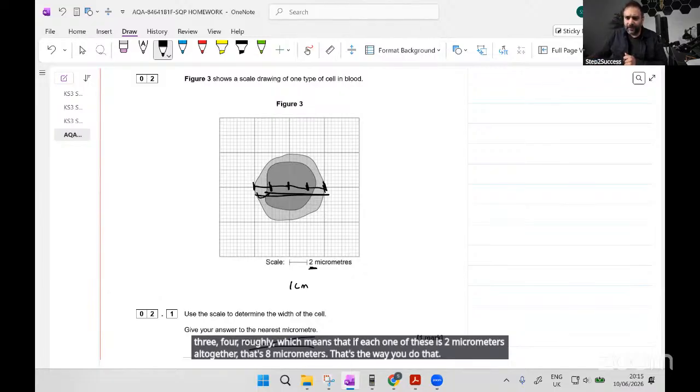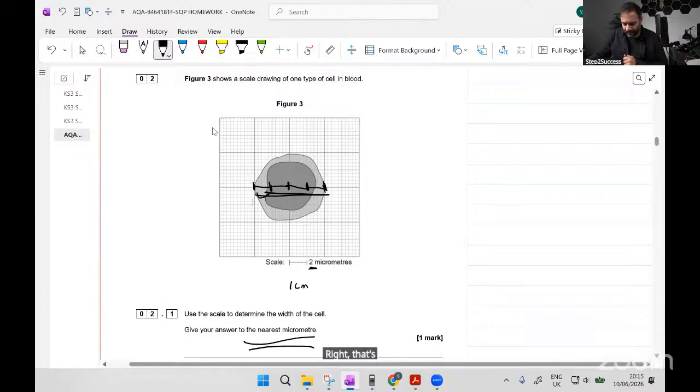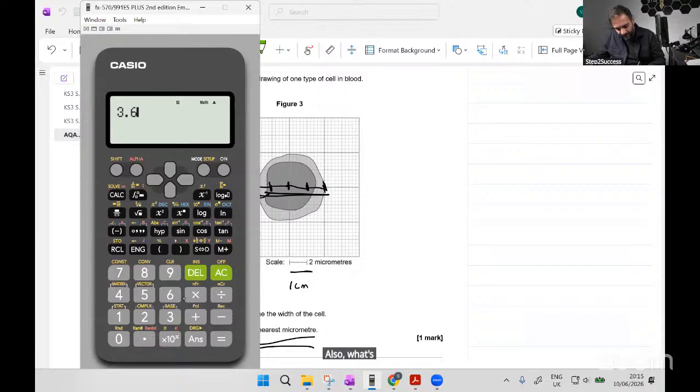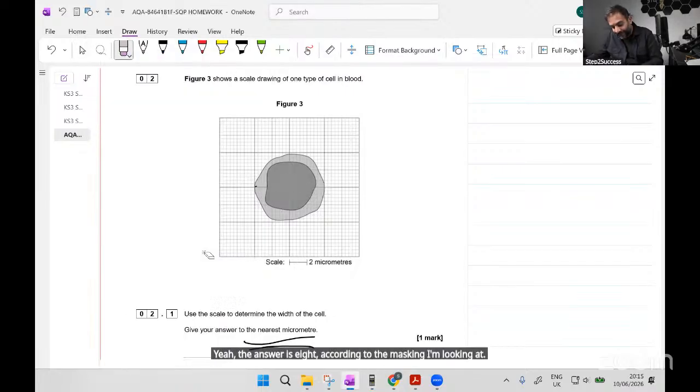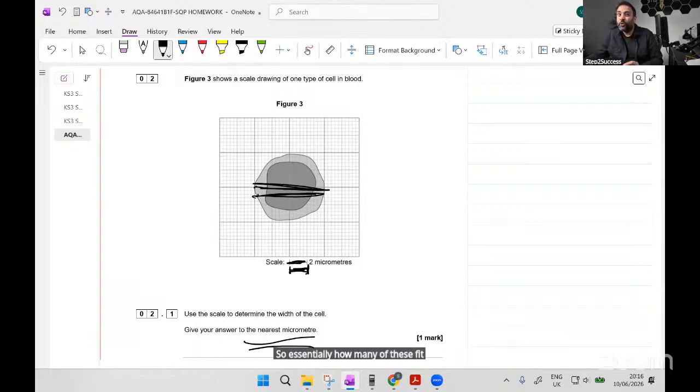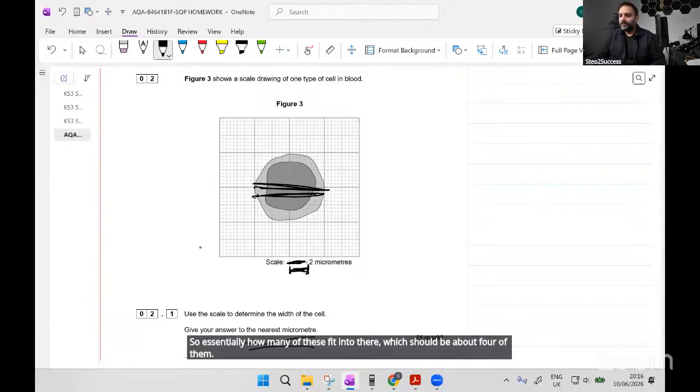Right, it measures 3.6 centimeters. Okay, but what does this measure? Also, what's 3.6 times 2? The answer's 8. Yeah, the answer is 8, according to the mark scheme I'm looking at. So I assume that yes, this might measure 3.6, but they need to figure out what this is. That might not be 1 centimeter on your page. So it's essentially how many of these fit into there, which should be about four of them, right?